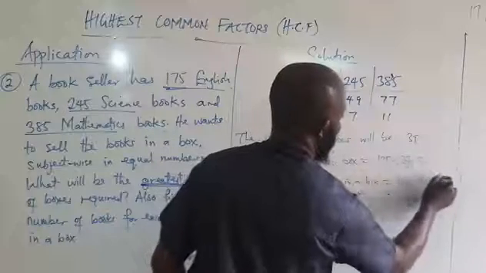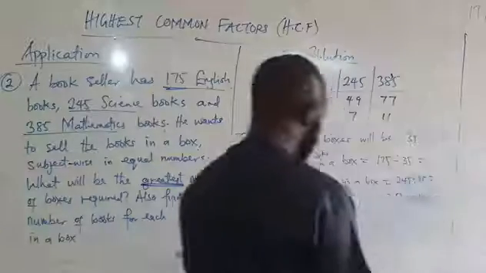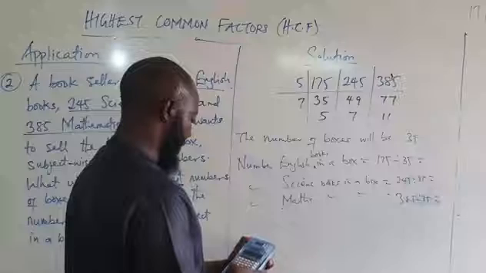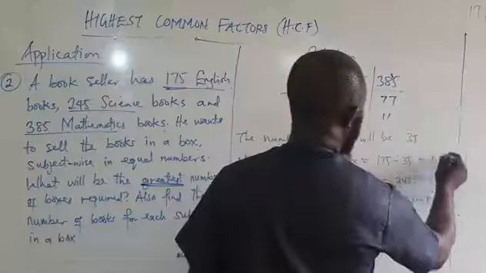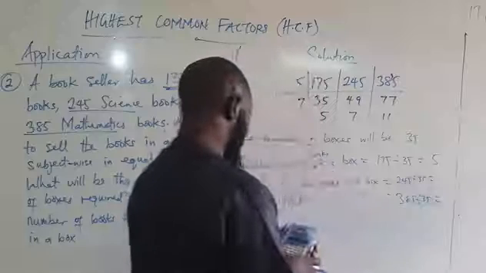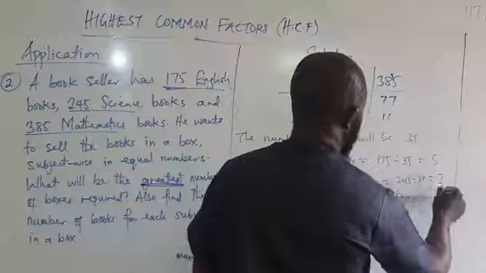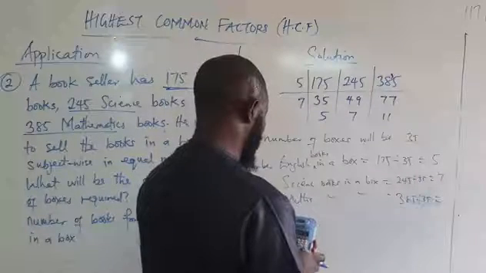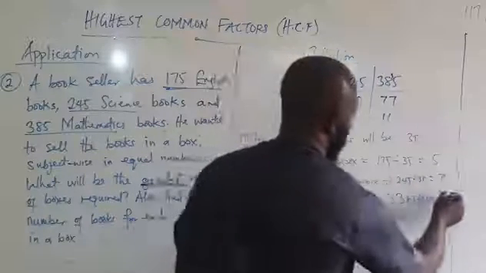So let's use our calculator and find the answer. 175 divided by 35 gives 5 English books, and 245 divided by 35 gives 7 science books, and 385 divided by 35 gives us 11 books.